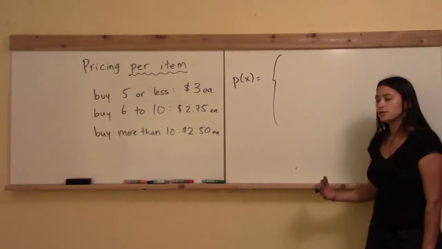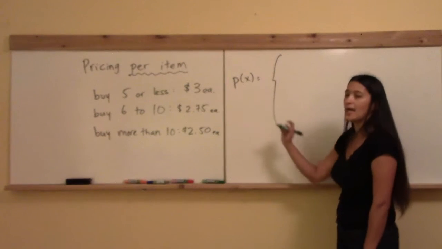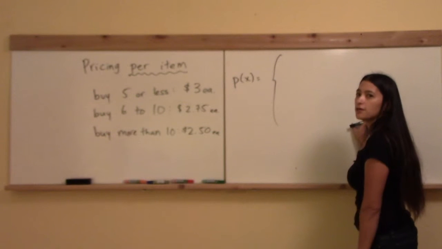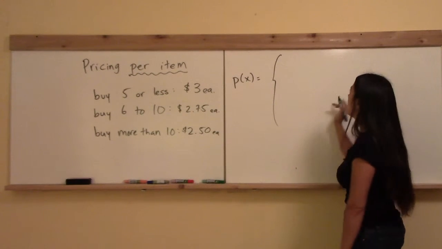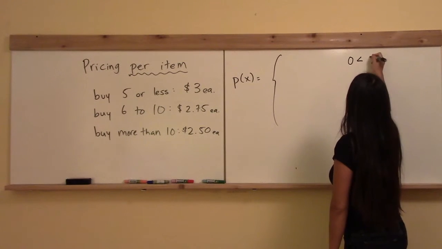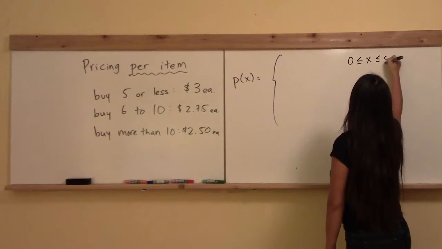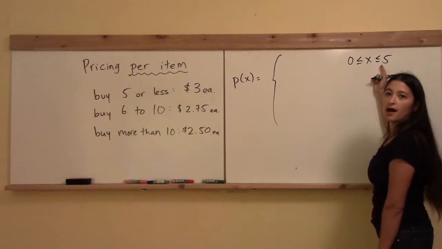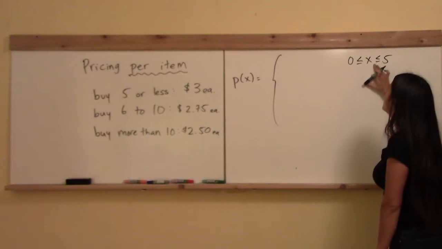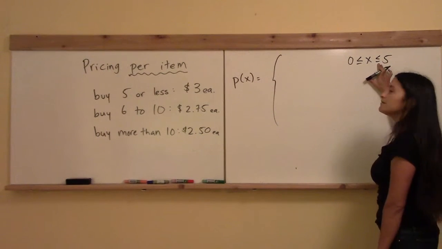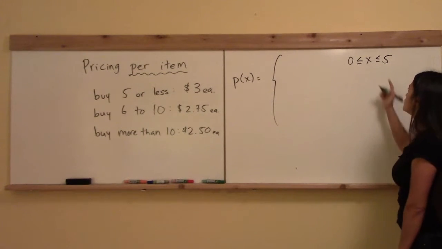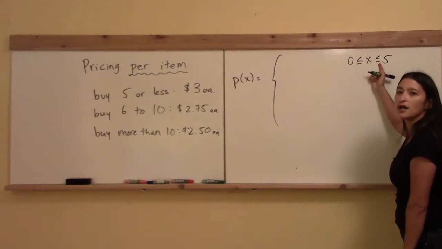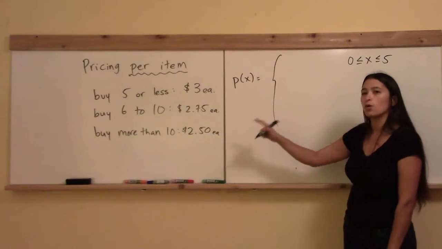Okay, so what I would do to do this problem is I would start with the category part, the column over here on the right. Buy 5 or less. That means that I bought 0 all the way up to 5, including 5. You want to be careful here with the underline. Is 5 included in that category or is it not included? Okay, so I would put this underline here because it says buy 5 or less.